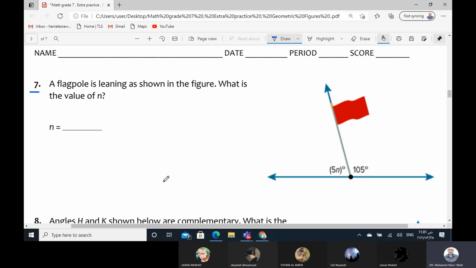Who can read exercise number 7, please? Yes, Namar. A flagpole is leaning as shown in the figure. What is the value of n? As you see here, we have a straight angle, and a straight angle includes 2 adjacent angles. The first angle here is 5n and the second angle here is 105. I want to find the value of n. Start please.